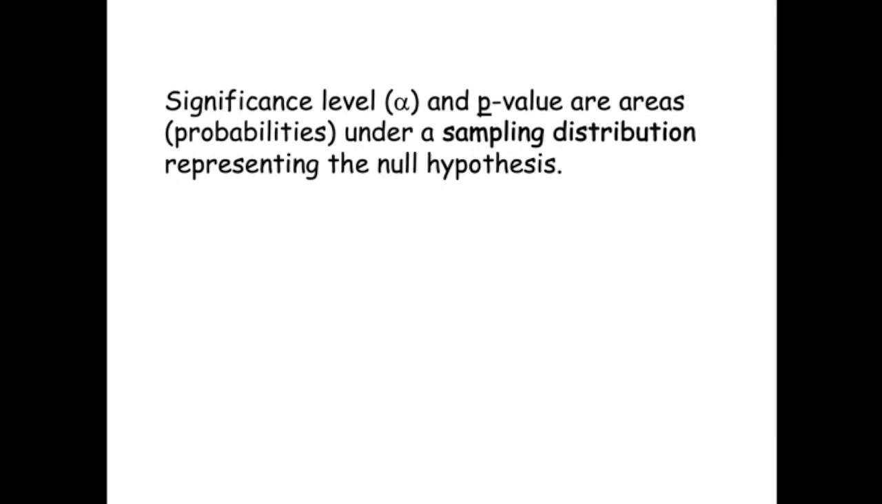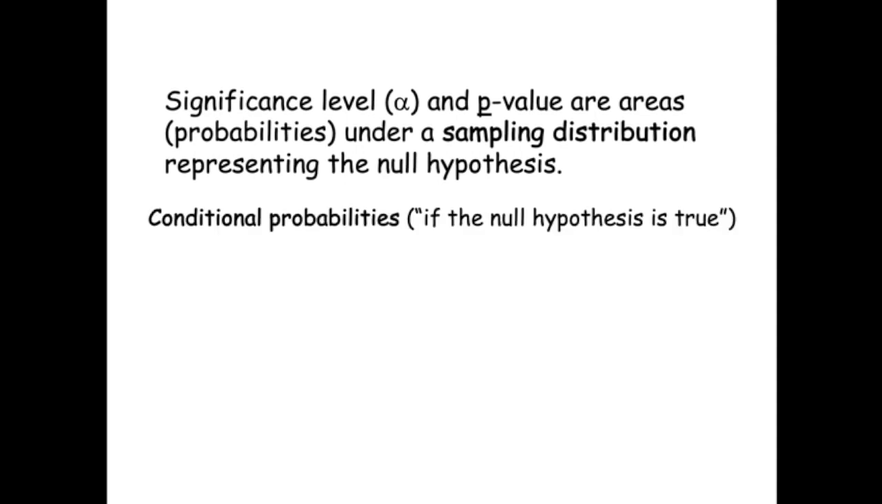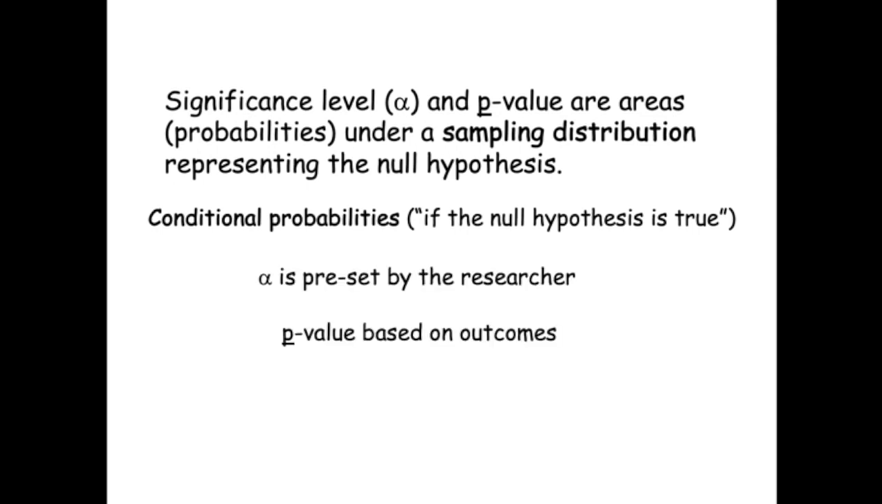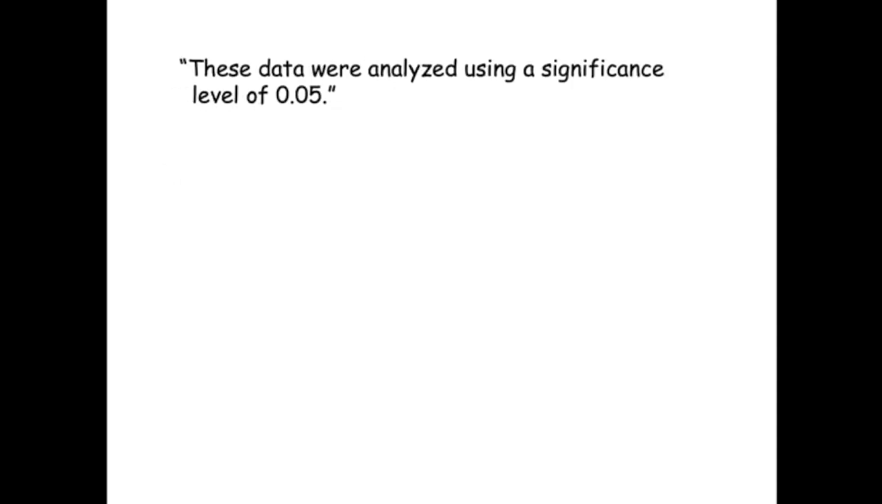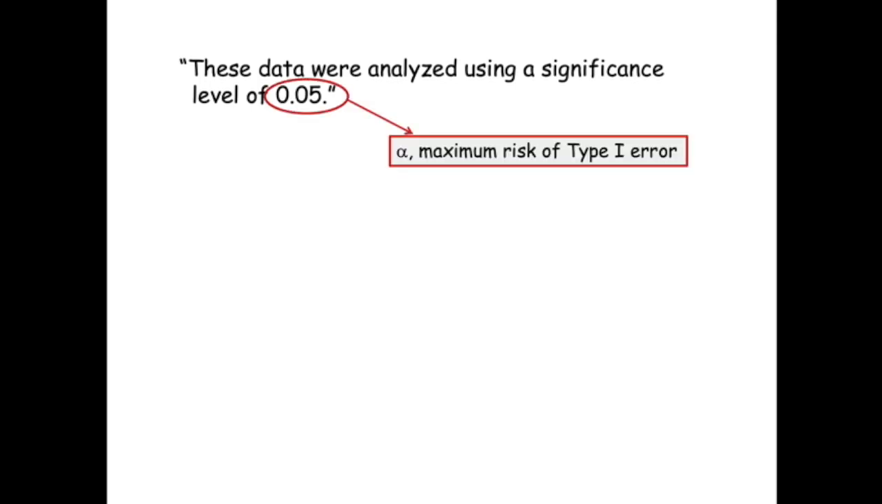Both the significance level and p-value are probabilities under a sampling distribution that represents the null hypothesis. This makes them conditional probabilities. They are conditional upon the null hypothesis being true. The researcher sets the significance level before collecting data, and the p-value is directly tied to study outcomes. Both terms are reported in almost every scientific article. By indicating the significance level, researchers tell the reader their tolerance for type 1 errors.